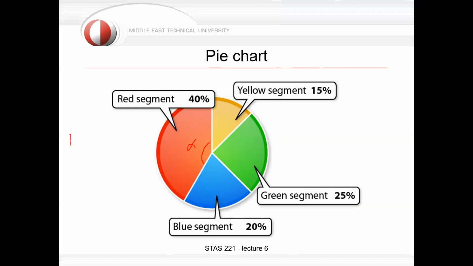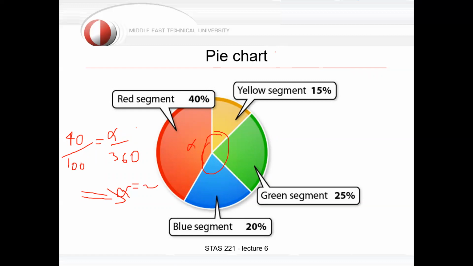So if it corresponds to 40%, what's alpha? If I know the whole angle that I have here, what's the degree of the whole circle? This is 360 degrees, right? So by using this proportion, you can easily find alpha, okay? So that's the way you can find it and draw it.